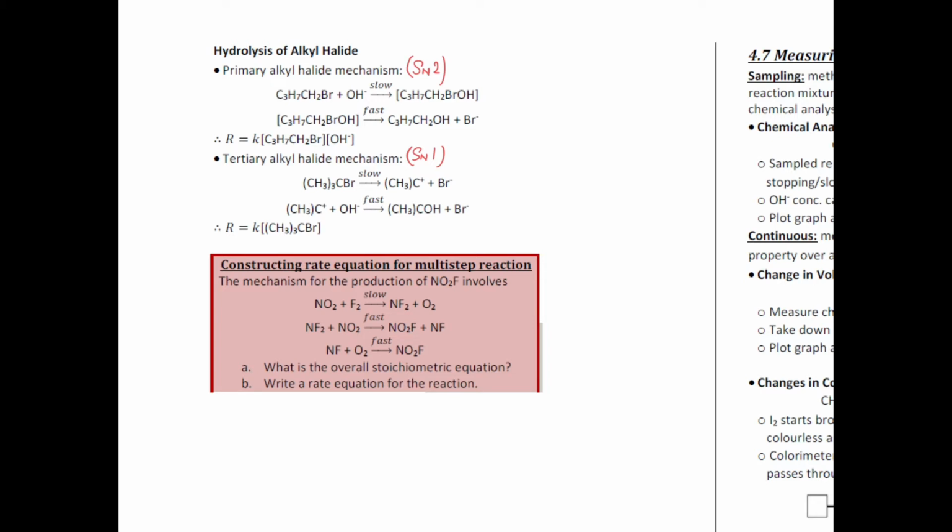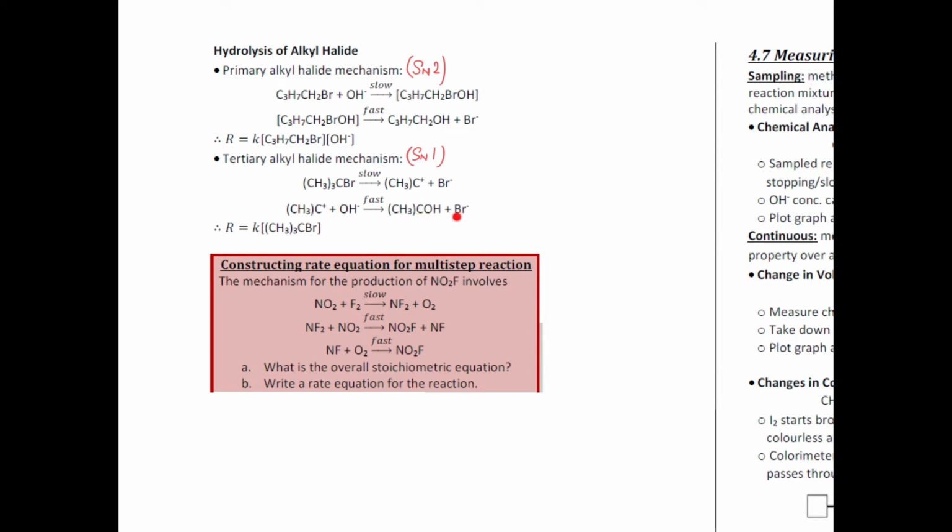Okay. Now let's see the tertiary alkyl halide mechanism, which is SN1. So this is tertiary halogenoalkane. SN1 means start from one reactant. So this one reactant will kick out the bromide on its own, and then it forms a carbocation ion. And this quickly reacts with the hydroxide and quickly forms alcohol, tertiary alcohol, plus bromide.